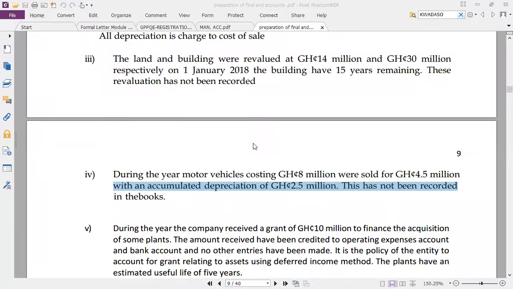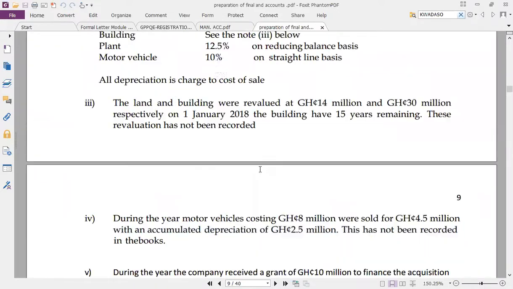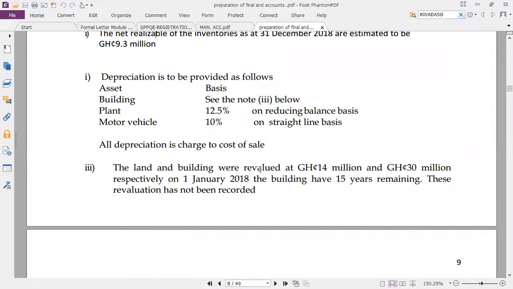So let's go to note 3. We are told that the land and the building were revalued at 14 million and 30 million respectively. So together we have 44 million. You have to separate land from building if and only if you are going to calculate depreciation. After depreciation, they are one. It's when you are calculating depreciation that land need not be depreciated, so that's why you need a breakdown.